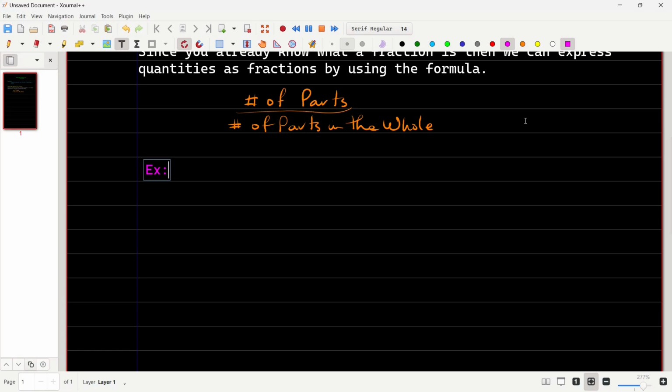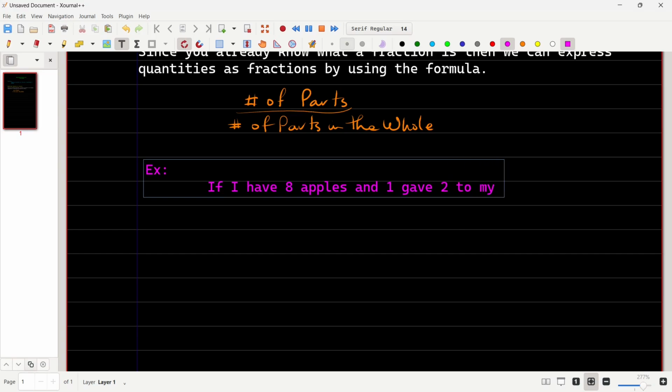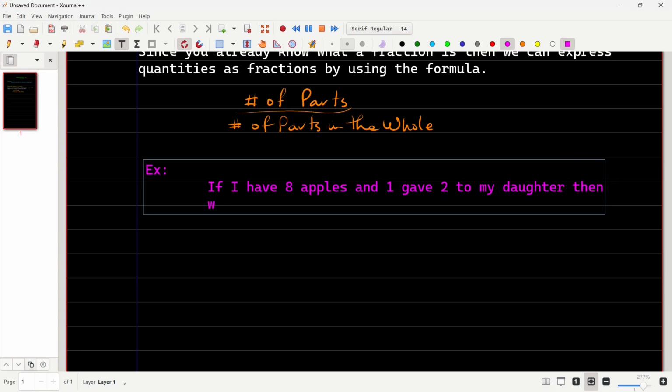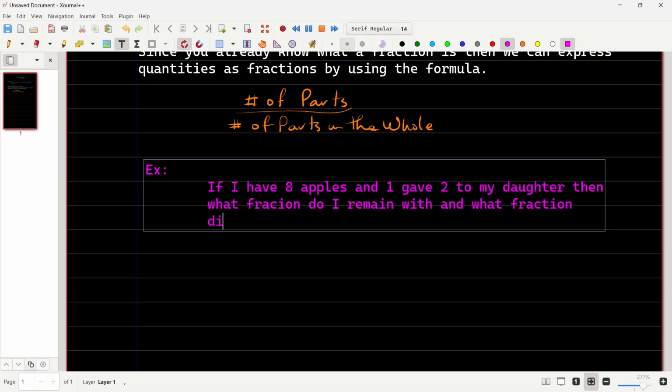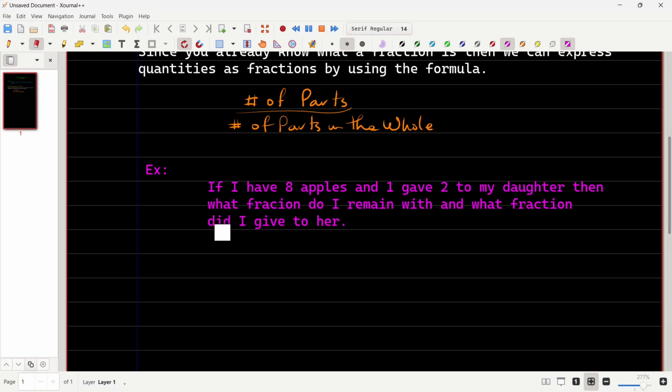Right. Let's say, for example, if I have 8 apples and I give 2 to my daughter, then what fraction do I remain with? And what fraction did I give to her? All right. So that's fairly straightforward. Okay. Let's continue the solution for this.